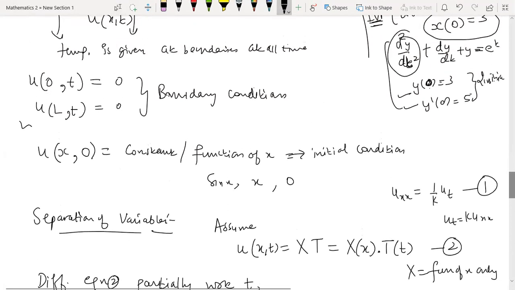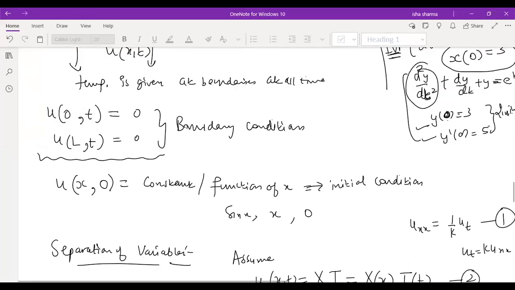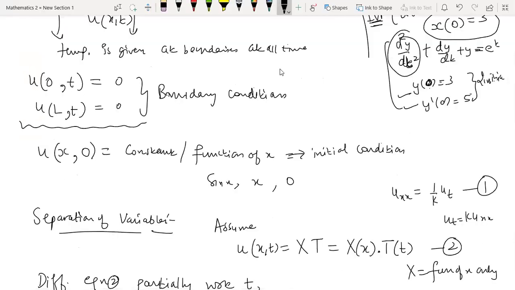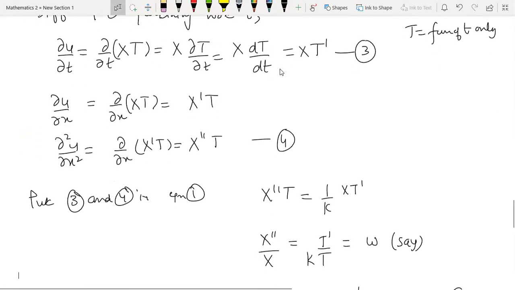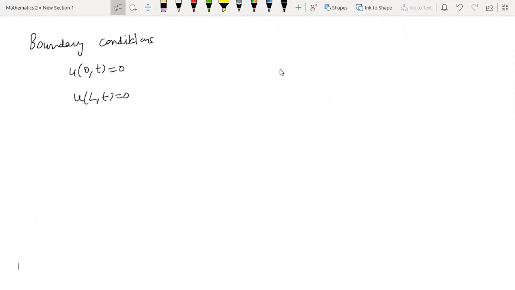So these boundary conditions which are given to me, I will be using them and transforming them to the variables capital X and capital T. So u at 0 comma t is 0, and u at L comma t is 0. These are the boundary conditions given to me. Now what is u, which you have assumed? u is X into T.